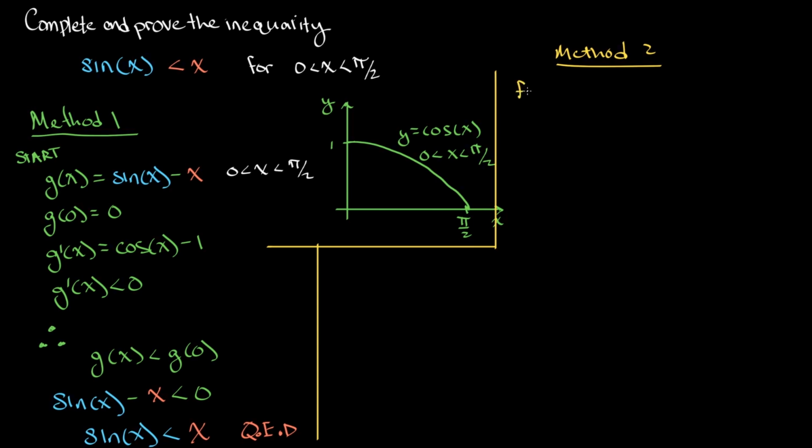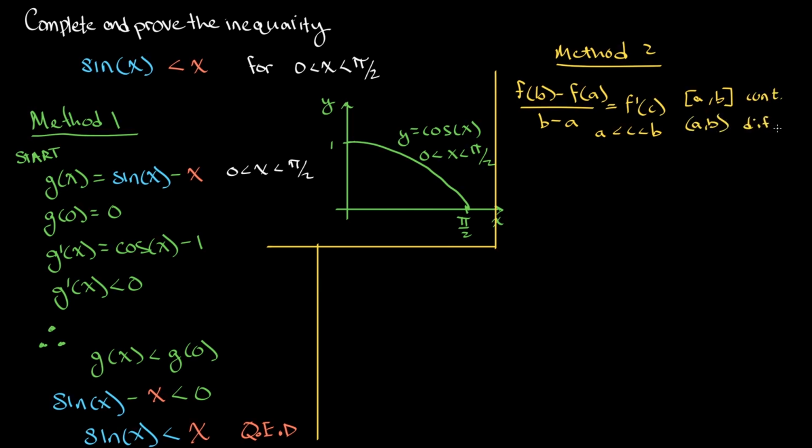Let's just write out the mean value theorem. So we have f of b minus f of a over b minus a, and this is equal to f prime of c, and that c value is between a and b. And on our closed interval, our function is continuous. We're just writing out some of the qualifications to use the mean value theorem. And on our open interval, our function's differentiable. So that's the mean value theorem, and you've already seen this.